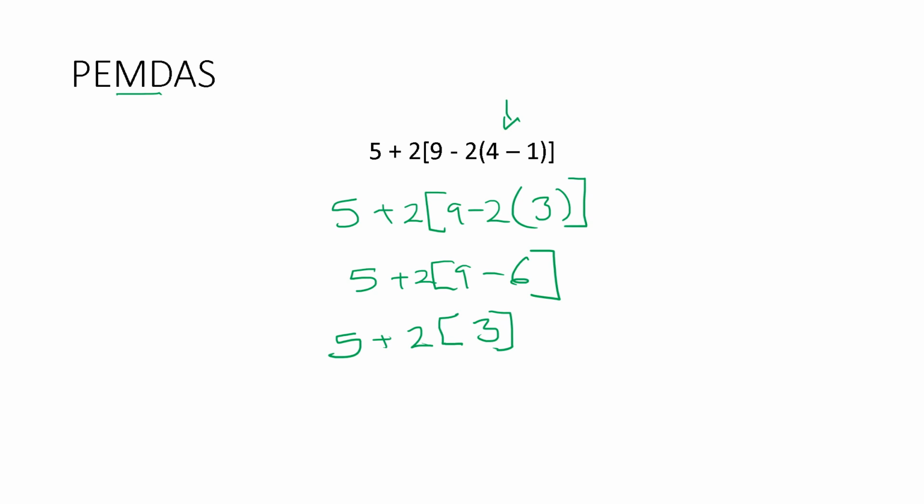Now we need to multiply first. 2 times 3, which is 6. And then we have 5 plus 6, which will give us 11. And that is our final answer for our problem.